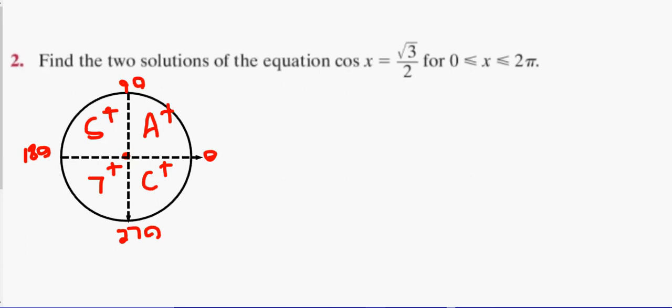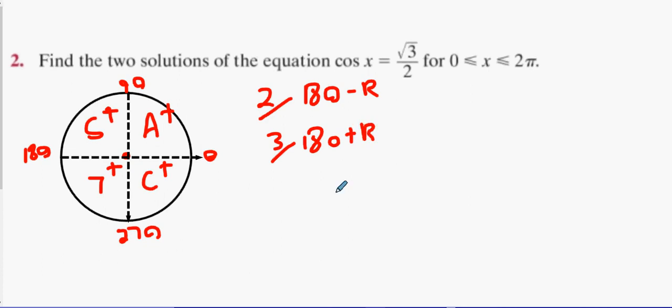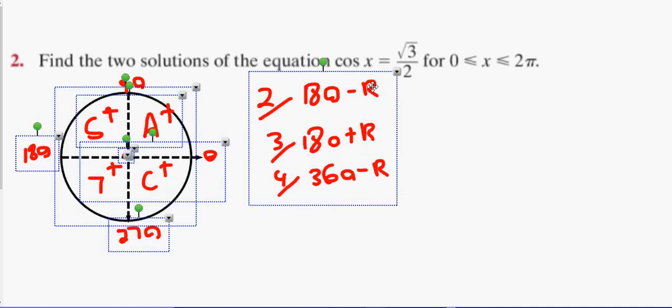Now there's rules for each quadrant, isn't there? What are the rules again? Does anybody remember? Second quadrant is 180 minus r. Third quadrant, fourth quadrant. Now we're going to use this information for every question.